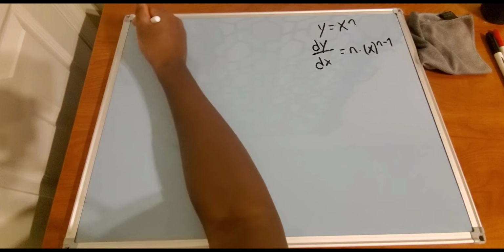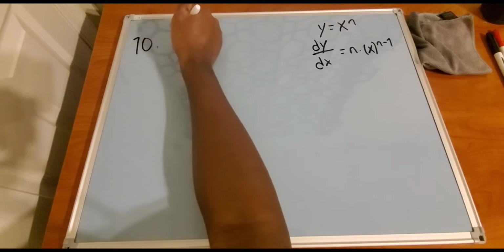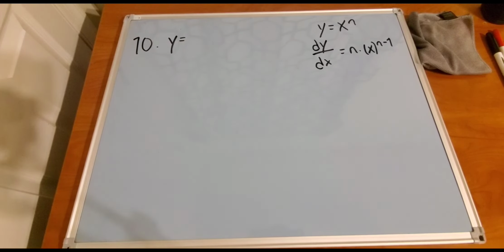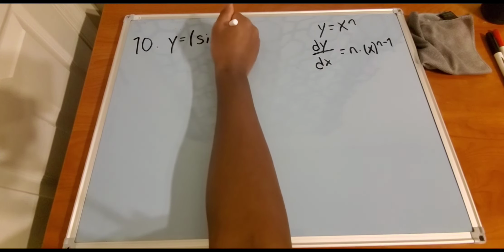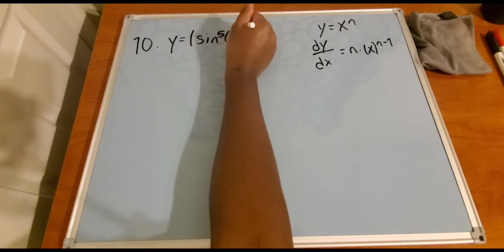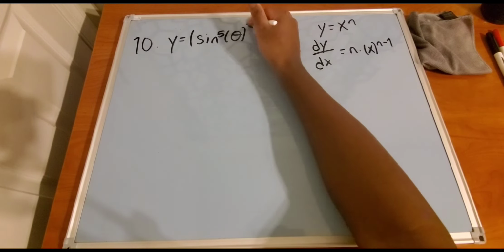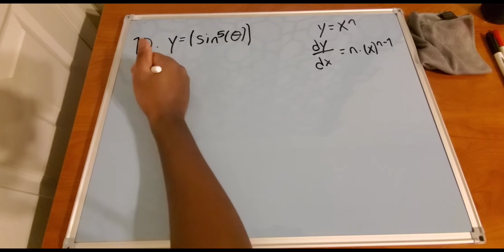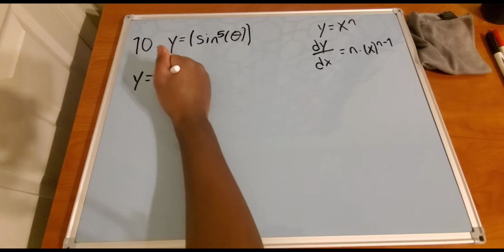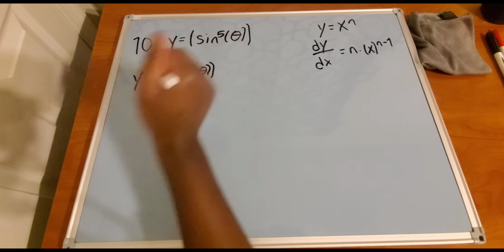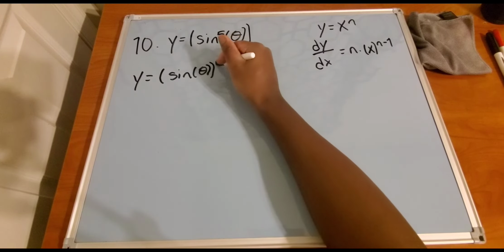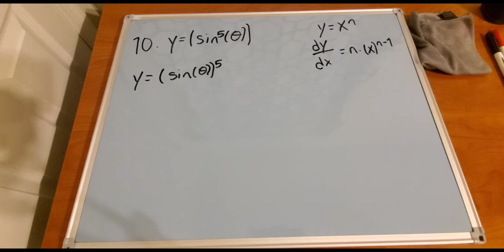So for question number 10, we have y is equal to sine theta to the 5th. And everything is raised to the 5th. So you can write it like this, but that doesn't help you much for finding the derivative. So let's rewrite it as y is equal to sine theta, all of this raised to the 5th power. Because then we can just use another chain rule.